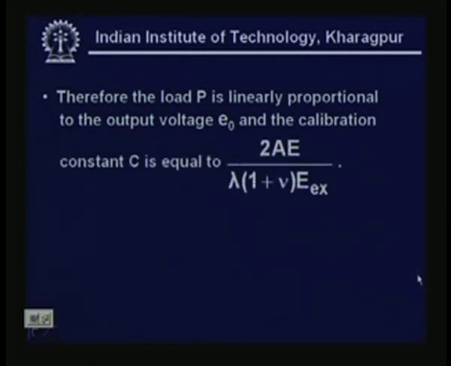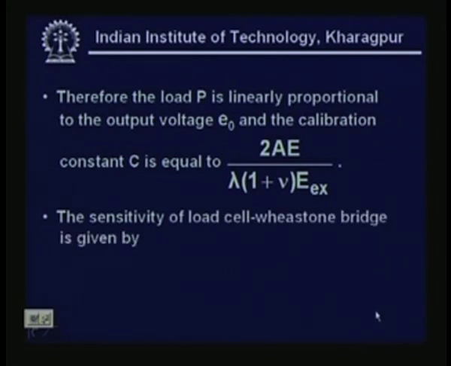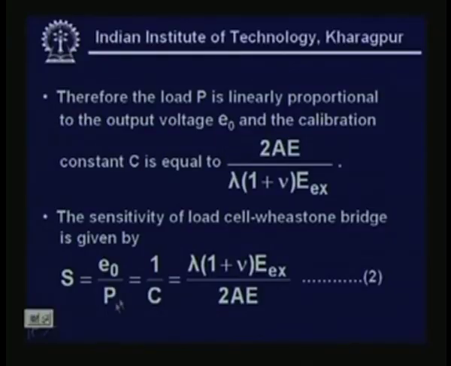Therefore, load P is linearly proportional to the output voltage E naught, and the calibration constant C is equal to 2AE upon lambda (1 plus nu) Ex. So, obviously, you can see the sensitivity of the load cell and Wheatstone bridge combination; there is no use of having only the load cell. If you combine these two, its sensitivity is given by S equal to E naught by P, the load, that is 1 by C, which is lambda (1 plus nu) Ex by 2AE.